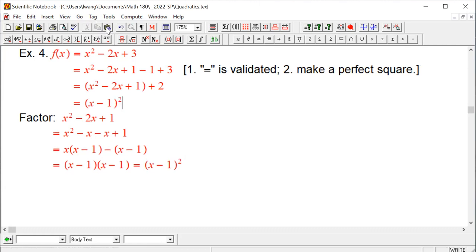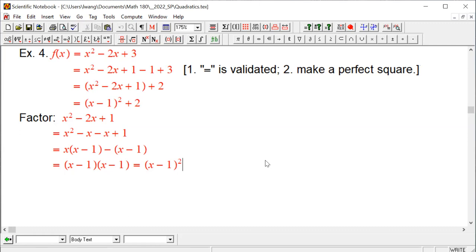Then your question might be, how do you know you're going to add 1? Well, because I know (x minus 1) squared is going to be x squared minus 2x plus 1, and I already have x squared minus 2x. All I needed is just plus 1. So that's why I add a 1. If I add a 1 without subtracting 1, the equal sign will be off balance, right? So we have to subtract 1. The first, adding 1, is to make the perfect square. The second, subtracting 1, is to validate the equal sign.